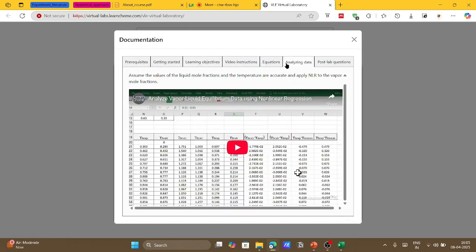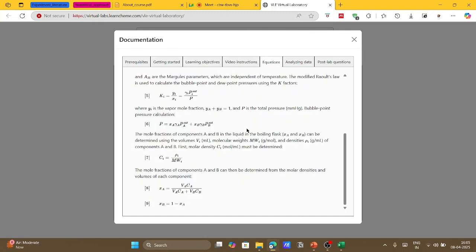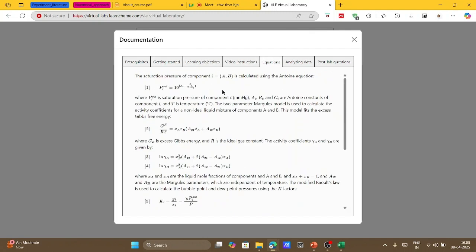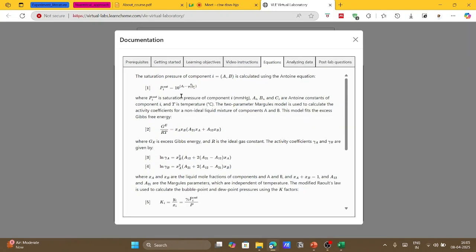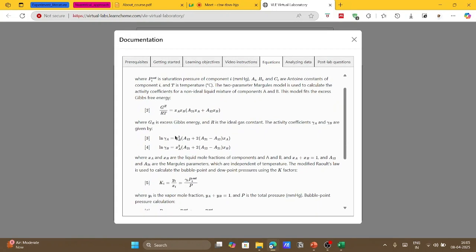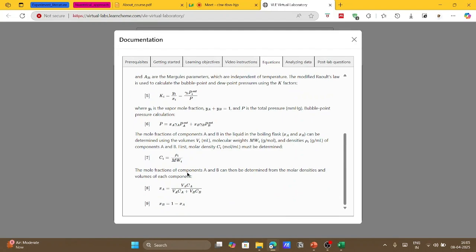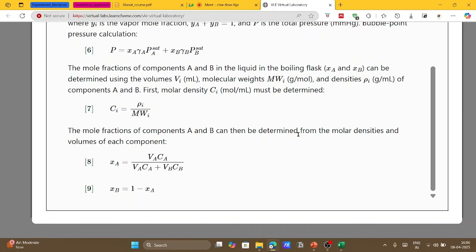analyzing the data, yeah, this is how it is. So we know the temperature value, we will find the corresponding saturation pressure for both component A and B. Once we know that, this part we will keep aside. Oh, sorry, step number 6: the mole fraction of component A and B can be determined from the molar density and volume.